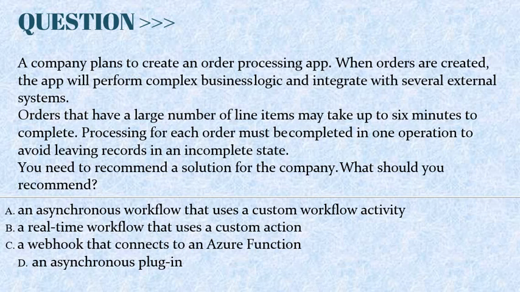What should you recommend? The options are: option A, an asynchronous workflow that uses a custom workflow activity. Option B, a real-time workflow that uses a custom action. Option C, a webhook that connects to an Azure function. Option D, an asynchronous plugin. The correct answer is option B.